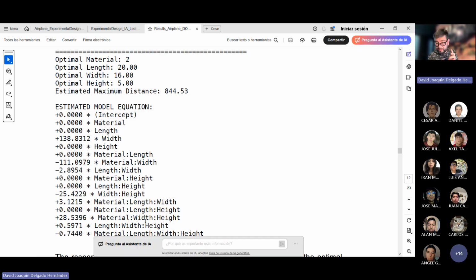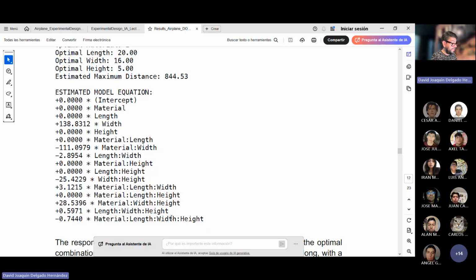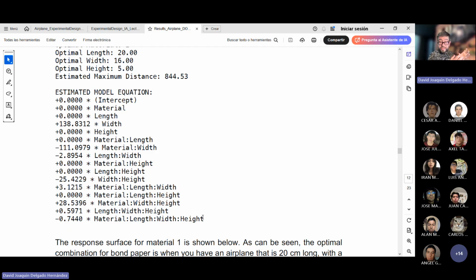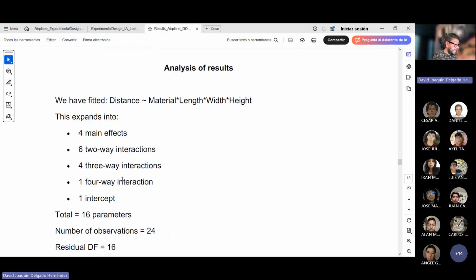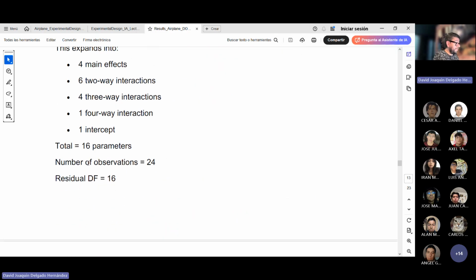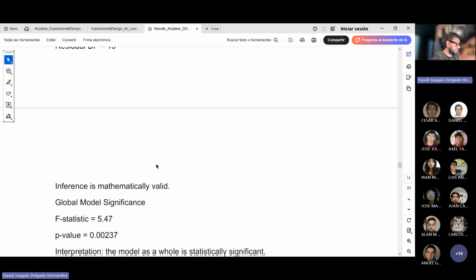Okay, it's a very complex model, I should say. It's a very complex model because it has a lot of interactions. You can see here material length width, material length height, material width height, another one, material length width height. So you have different interactions, and it is a very complex model. So in total, you have 16, but you have 24 observations because you flew all the airplanes 24 times.